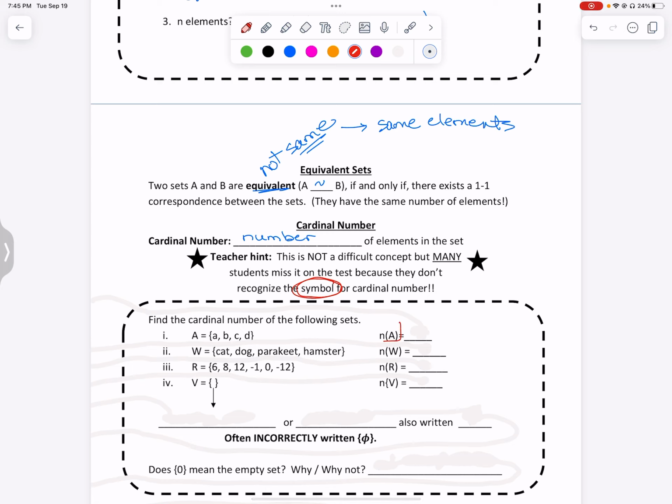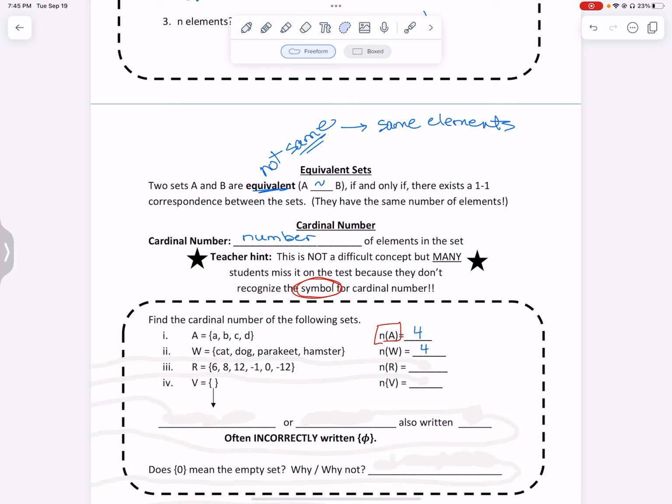Notice the symbol. It's n in parentheses A. So here's my A. Okay, there's my set, and I'm going to ask, what is the cardinal number of that? So A, B, C, D. There's 4 letters in there, so the answer is just 4. It's that easy. What's the cardinal number for this next set? Cat, dog, parakeet, hamster. There's 4 in that one too. So the cardinal numbers are the same. So these guys would be considered equivalent. They're not equal, but they would be considered equivalent sets.